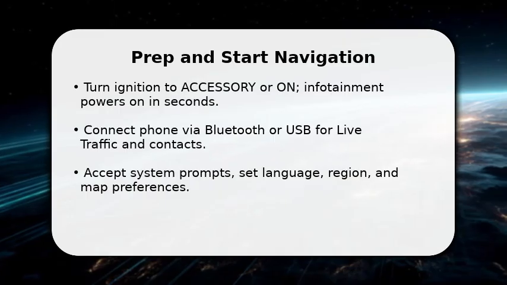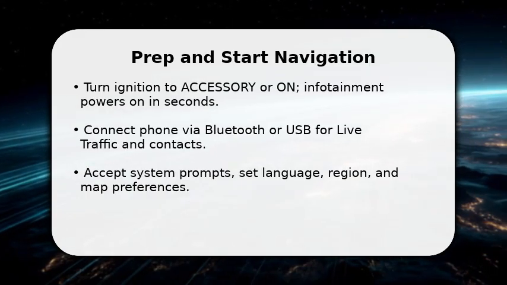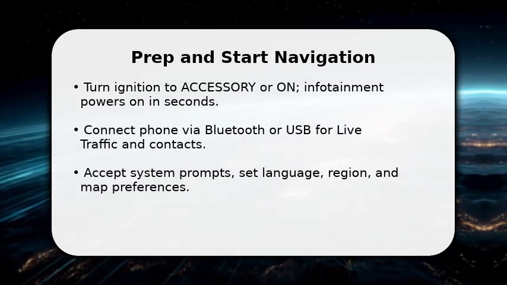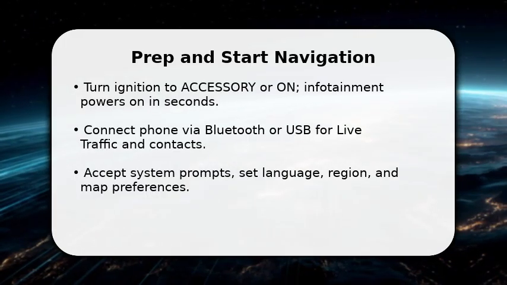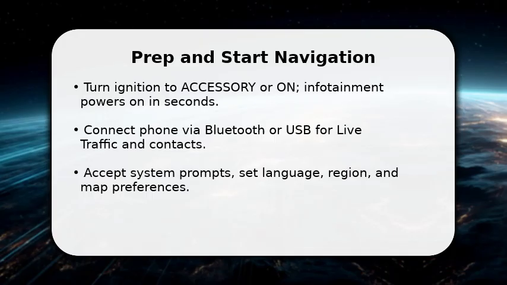You're starting the RAV4 navigation now. Put the key to accessory or press the power so the infotainment wakes. Pair your phone by Bluetooth or plug in USB to enable live traffic and contact sync. This improves routing and ETA accuracy.